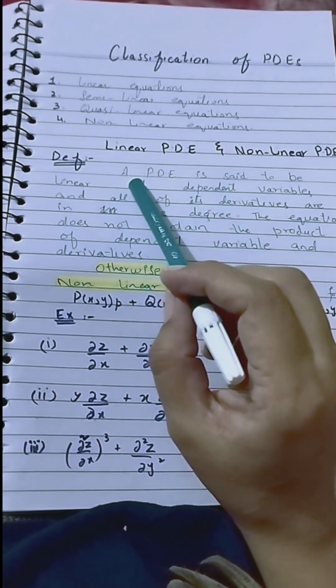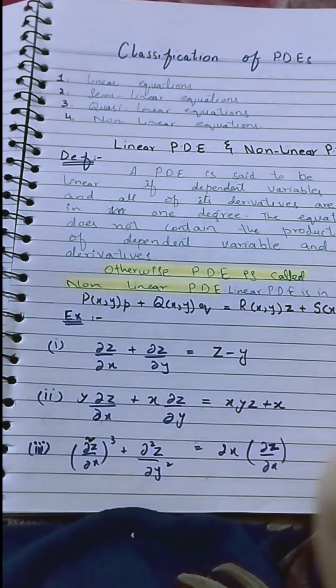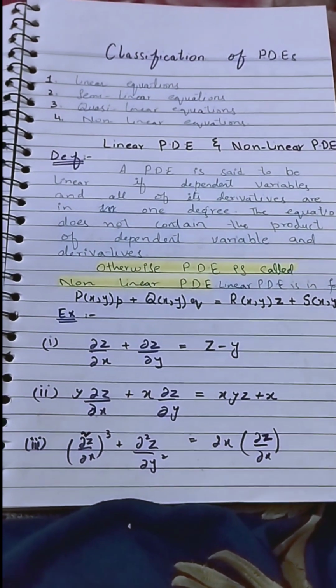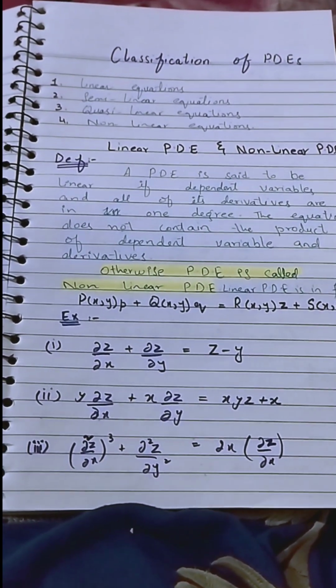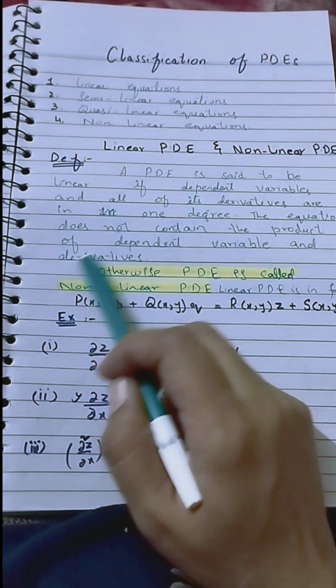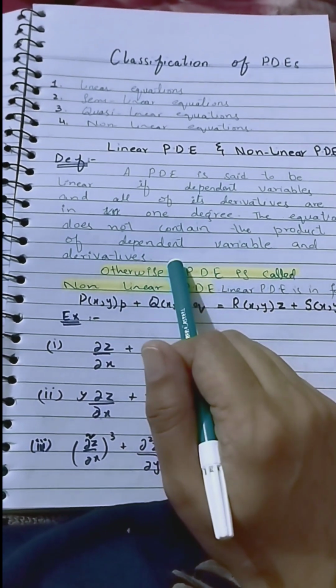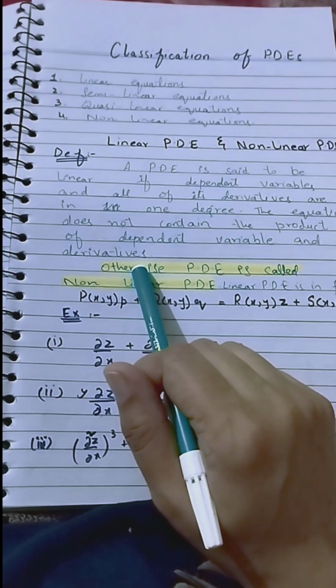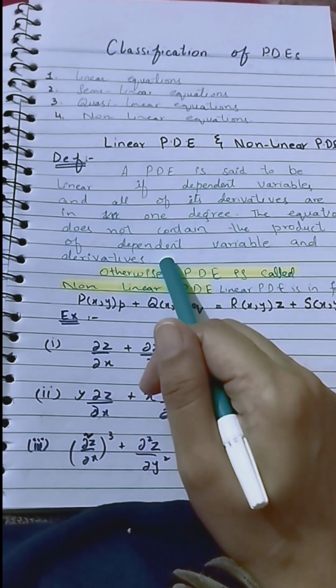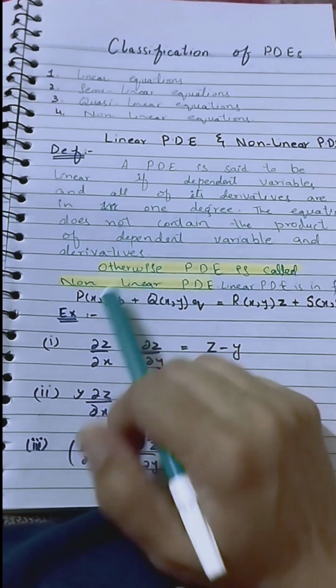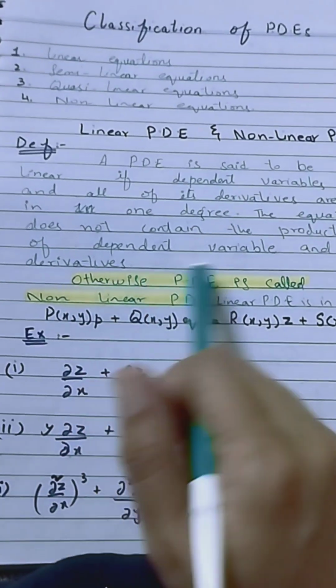Let's see the definition. A partial differential equation is said to be linear if its dependent variables and all of its derivatives have degree 1. The equation does not contain the product of dependent variables and derivatives. If these conditions are not satisfied, then the PDE is called non-linear.